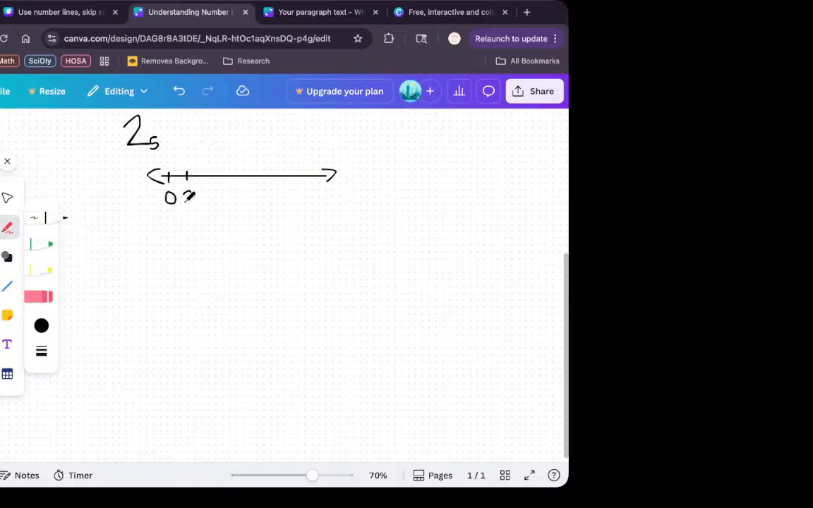2, 4, and then plus 2 is 6, plus 2 is 8, plus 2 is 10, and plus 2 is 12.